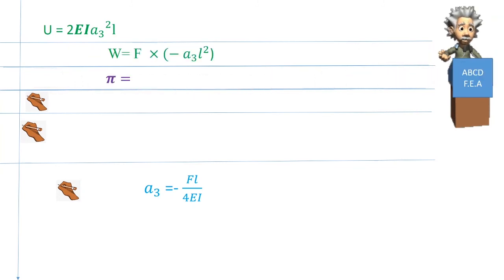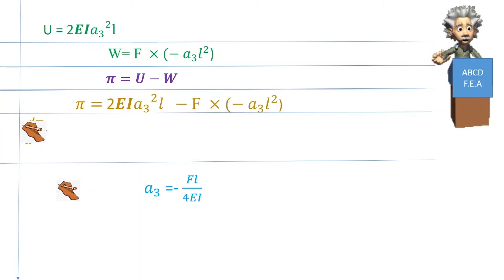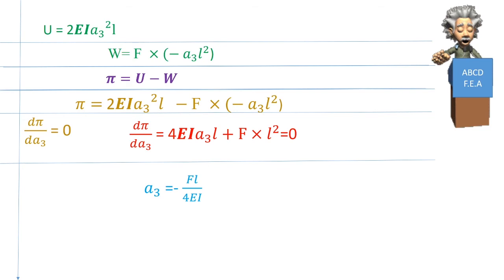And work done, the maximum work done we got from the earlier value. So total potential energy of the system is U minus W, and we will put the value which we obtained from the previous slide. Now we will differentiate it with respect to A3 because A3 is unknown to us, and our whole system is varying with the value of A3. So when we differentiate with respect to A3, we are getting this value. So boom, A3 is equal to minus FL by 4EI. It doesn't matter whether you take A3 or A2, so your variable is only one. So we got A3 here.